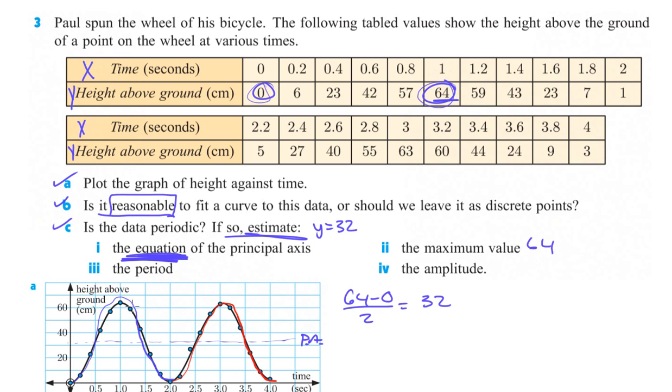The period, how long it takes to repeat. So look, it starts here at 0 and it comes back down at 2. So it's every 2 seconds. And then figure out what the amplitude is. So from 32 up to the top, if we do 64 minus 32, guess what? We actually get 32 again for the amplitude. Okay?